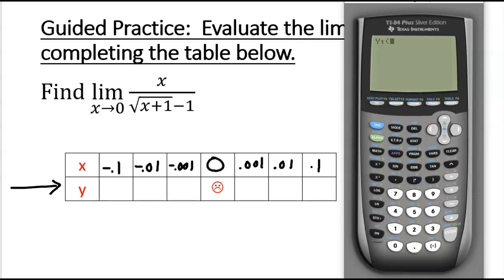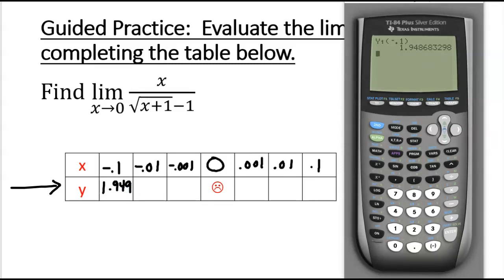Parentheses, and we enter our first x value, which is negative 0.1. Now remember, there's a difference between a negative and a minus button. The negative is at the very bottom row there. So it's negative 0.1. Enter. And so that's the very first y value that I'm going to put in, is 1.949.